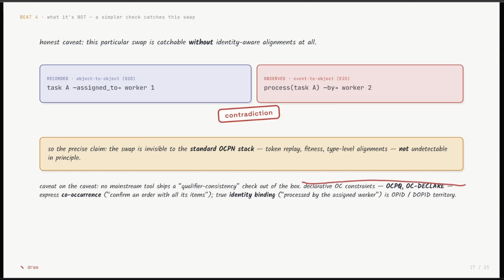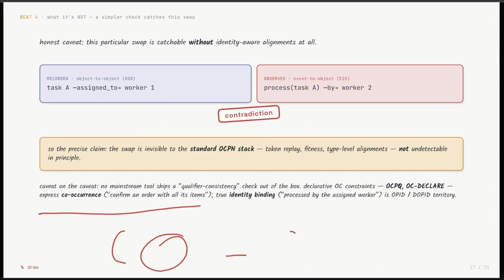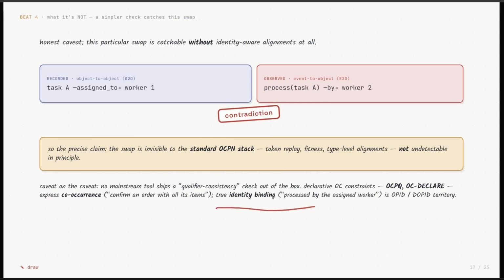So we have already spoken in episode 14 about OC declare here. And here they were talking about co-occurrence. Co-occurrence is not an ID check. It's a type check. It's just saying, yeah, an order with all its items. We are not knowing which is which. Like, we are not following which is which. So the true identity binding, processed by the assigned worker, like processed by the correct person, is in OPID, DOPID territory. So check this out. It's an interesting idea in research.